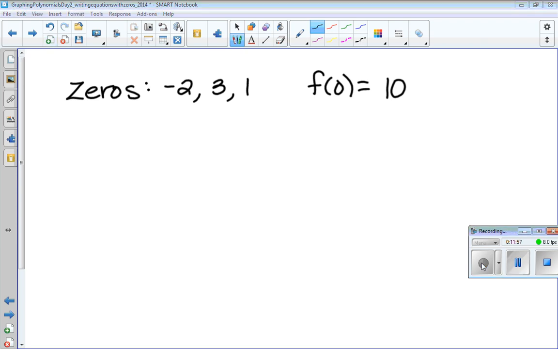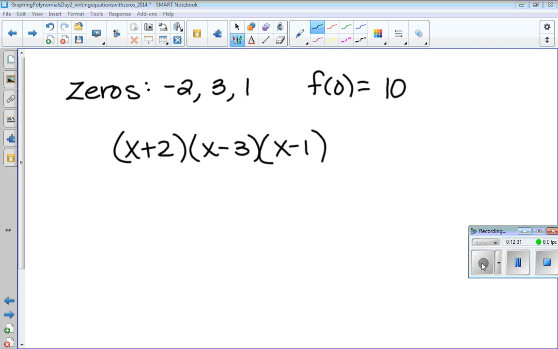So give me one of the factors. Now x minus 2, the signs change, will be x plus 2. Very good. The factor sign and the zero sign are different. Give me another one, Alexa. X minus 3. The factor and the zero have different signs. Okay? And go ahead, Brianna, give me the other one. X minus 1. Very good.